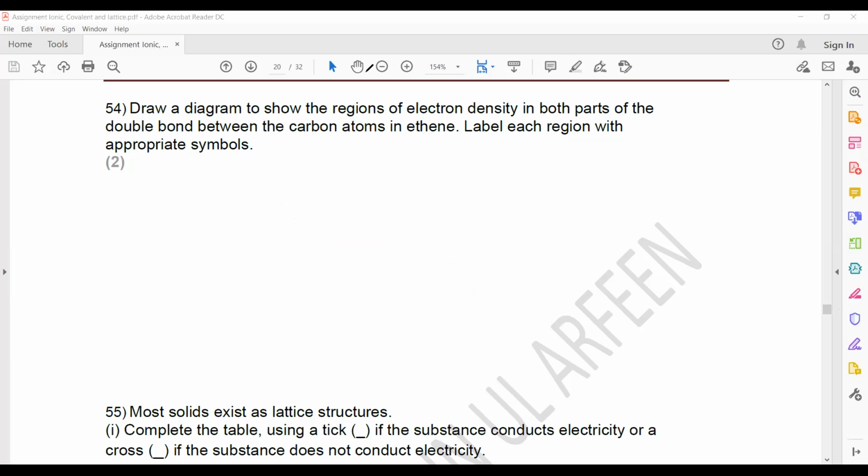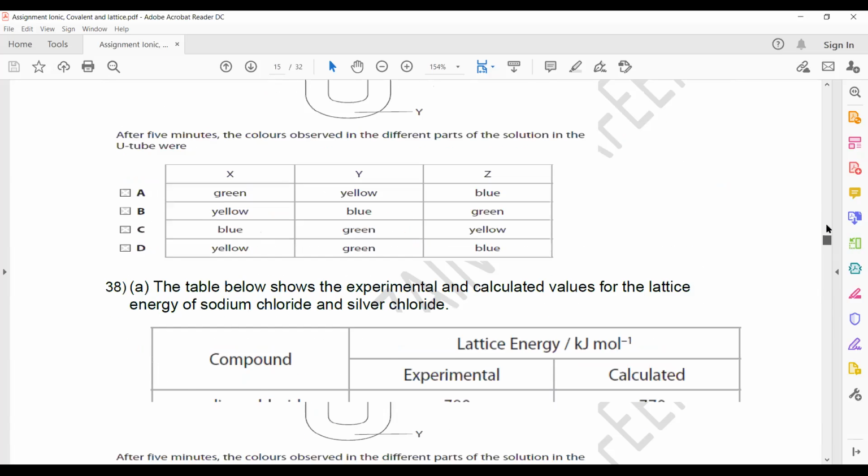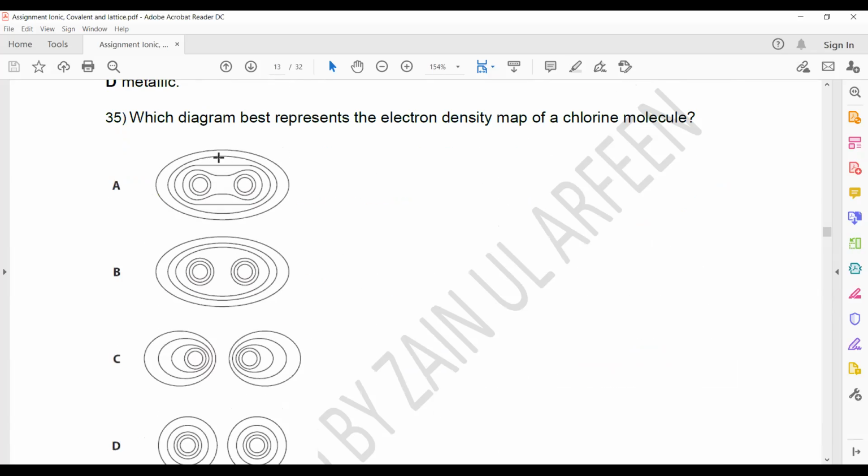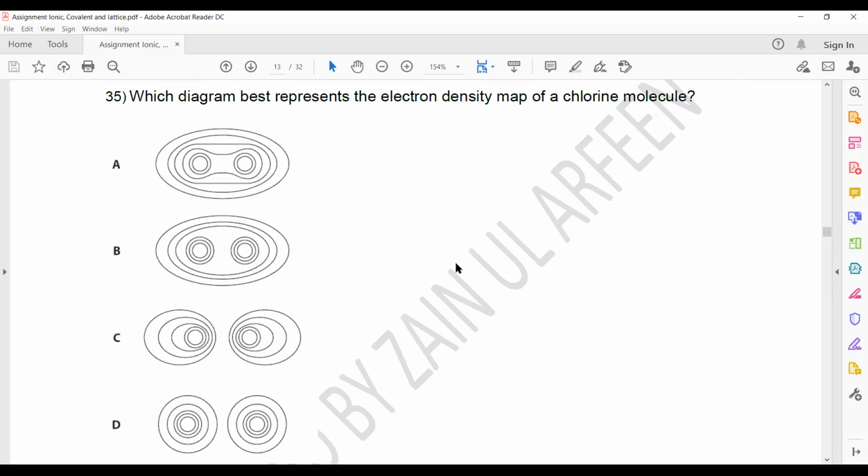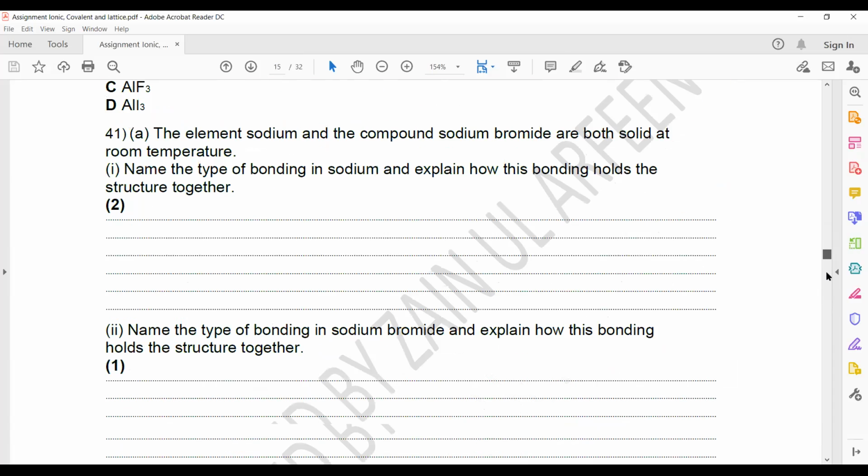Same way, if you remember this part, the structure of chlorine was there. In the same manner you will draw, but with more lines as compared to that of chlorine.